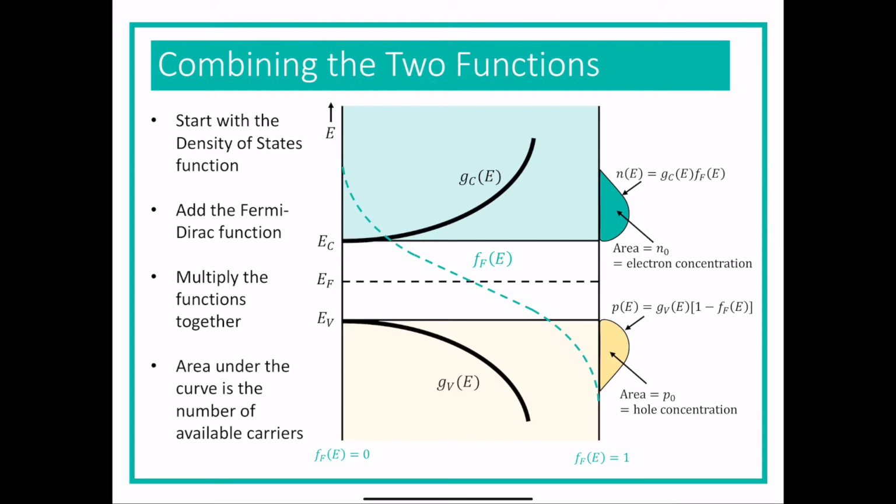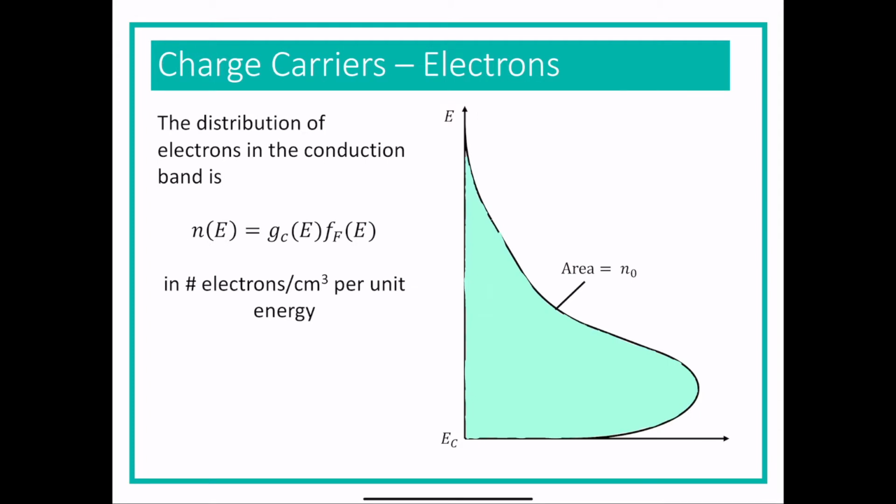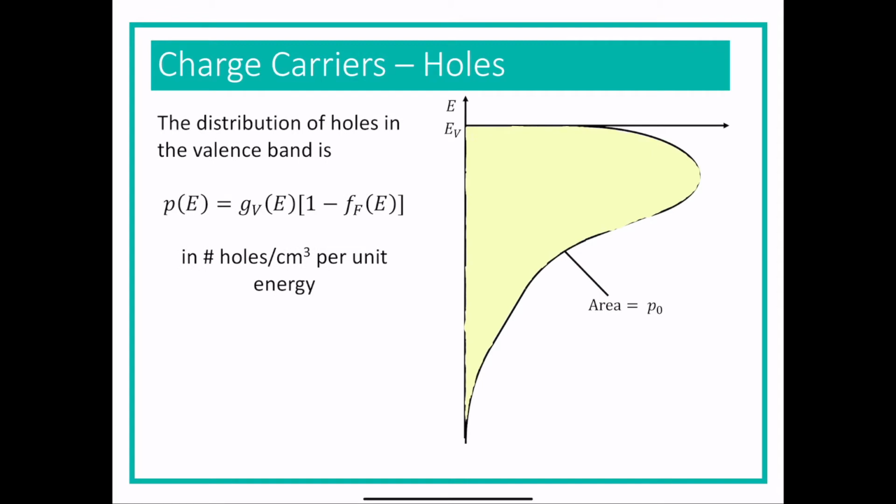So just zooming in on each one of these areas that have concentrations, if we look at the area for the number of electrons, you basically see just a big funky looking curve, and the area underneath that is going to be the number of electrons, and the same with the number of holes. We have the area, and the area underneath it is going to be the number of holes. So that's just the zoomed in version of what we were just looking at.